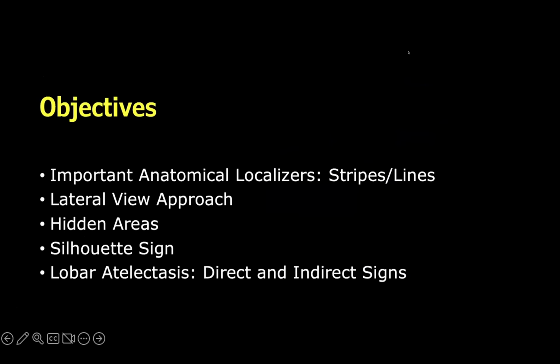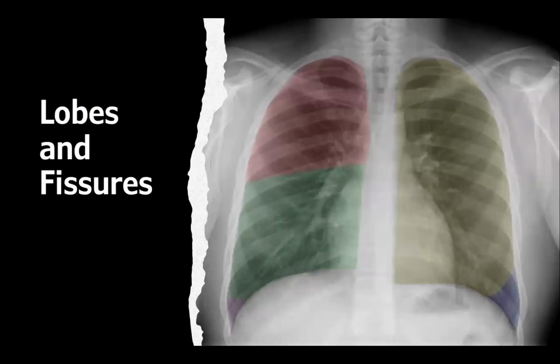So here are my objectives for the lecture today. I've chosen the most important points in the frontal and the lateral chest radiograph. And if we get time, I know we have a time limit of 40 minutes, we will talk more about one of the concepts in chest radiography, which is lobar atelectasis: what are the direct and indirect signs of that? We can't talk about the basics if we don't talk about the fissures. So starting with the first thing, which is the lobes and fissures.